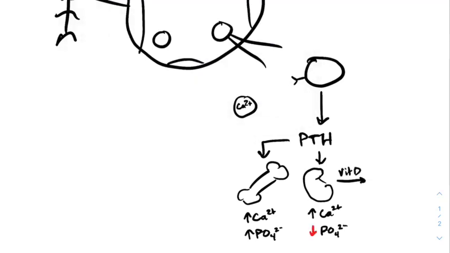Then it also tells the kidney to increase its activation of vitamin D, which then goes to the gut and causes increased reabsorption of both calcium and phosphorus. But here, really, the most important part of it is what happens in the kidney. So the kidney dominates over the bone and the gut. Whatever's happening in the kidney ends up influencing the levels of calcium and phosphorus most in the blood.